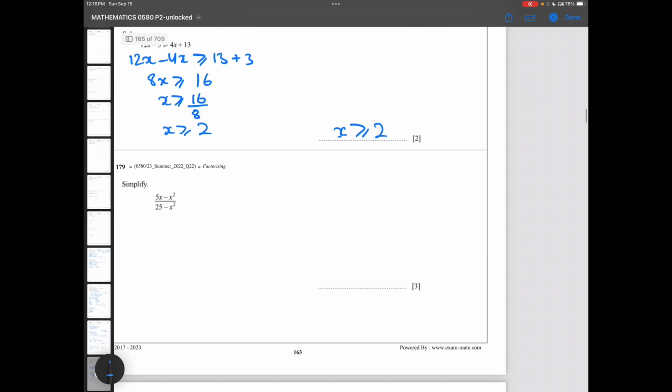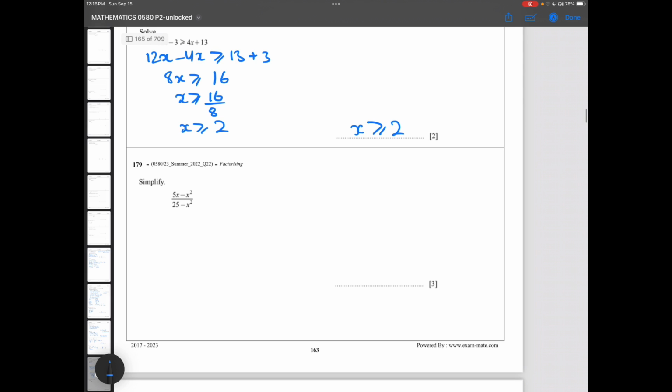Now we have to simplify this expression: 5x minus x squared upon 25 minus x squared. In the numerator, we can see that x is common. If I take x common, I am left with 5 minus x upon, 25 is the square of 5, so 5 squared minus x squared.